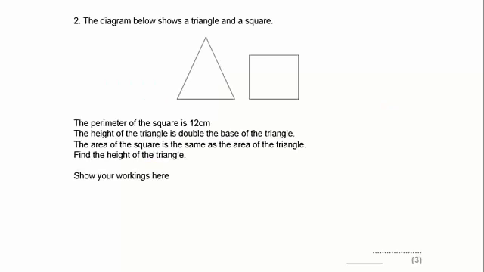Question 2. The diagram below shows a triangle and a square. The perimeter of the square is 12 centimetres. The height of the triangle is double the base of the triangle. The area of the square is the same as the area of the triangle. Find the height of the triangle.